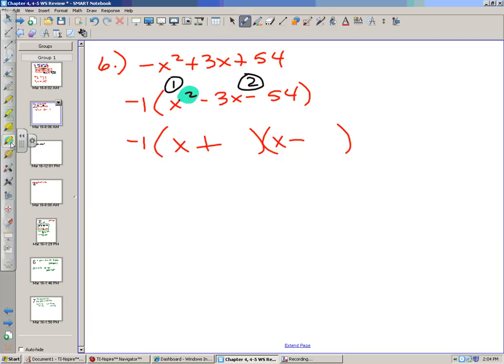Flip-floppable, yes? They're flip-floppable. So now, I need factors of 54 that are going to give me -3x. 9 and 6 will work. Which one has to be negative? The 9 has to be negative. The 6 has to be positive. Inner gives you 6x. Outer gives you -9x to give you -3x.